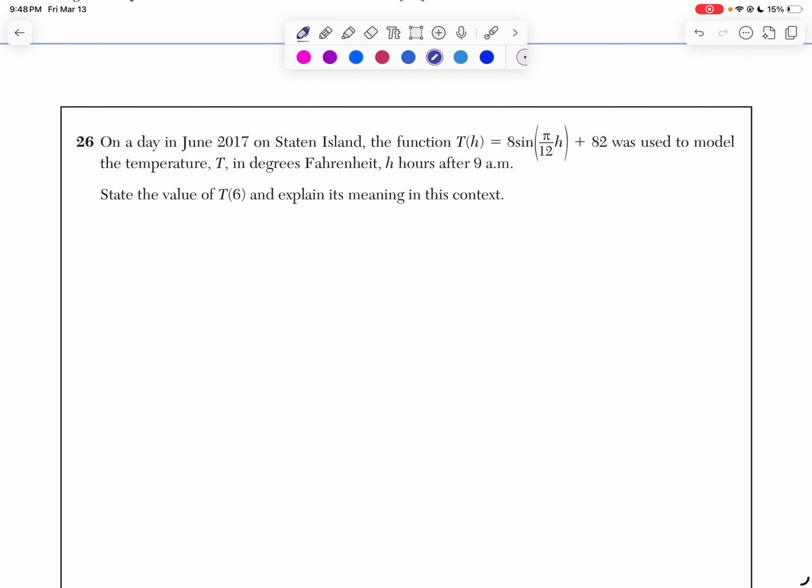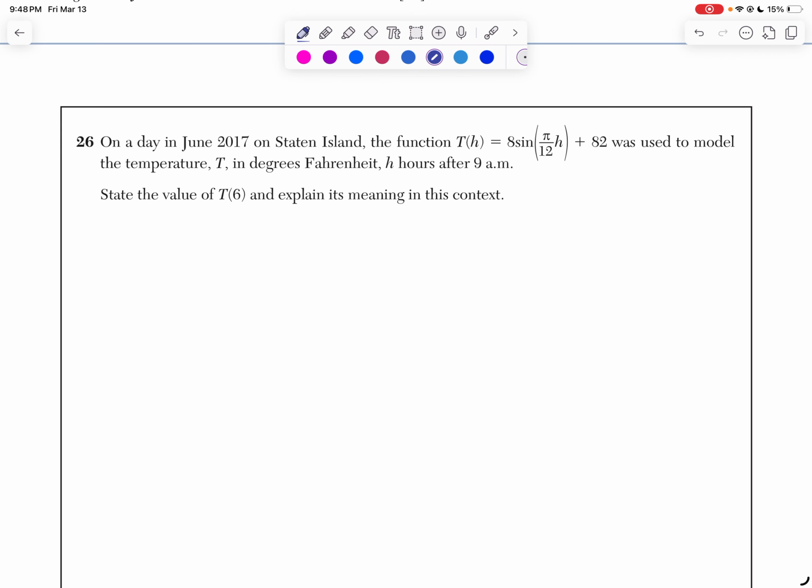Number 26. On a day in June 2017 on Staten Island, the function T of h is equal to 8 sine (pi over 12 h) plus 82 was used to model the temperature T in degrees Fahrenheit h hours after 9 a.m. State the value of T of 6 and explain its meaning in context.